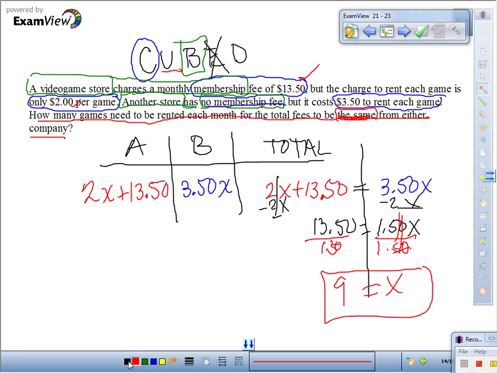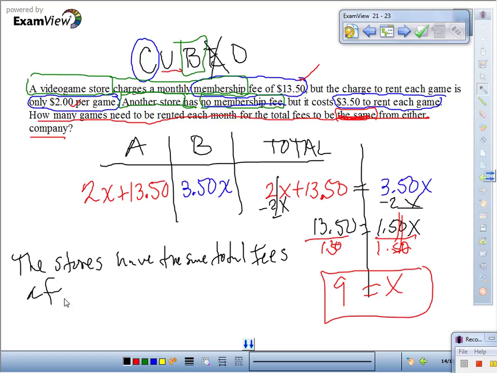So let's write our statement. The stores have the same total fees after 9 games rented.